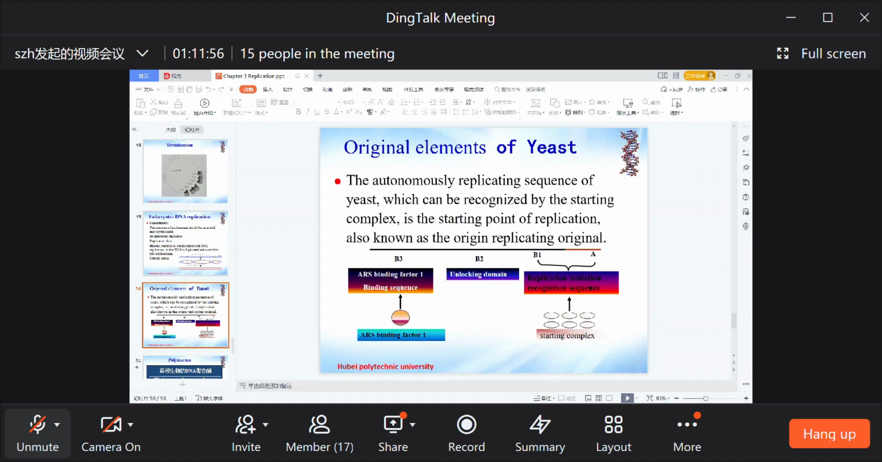Another very important protein found in recent years is the proliferating cell nuclear antigen, PCNA. This protein assists DNA polymerase delta, binds with the template, and enhances the elongation activity of DNA polymerase delta. And DNA polymerase alpha synthesizes the primer.